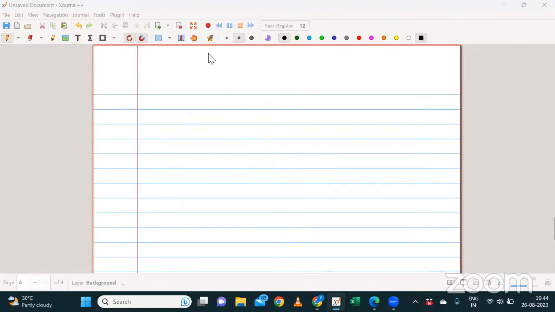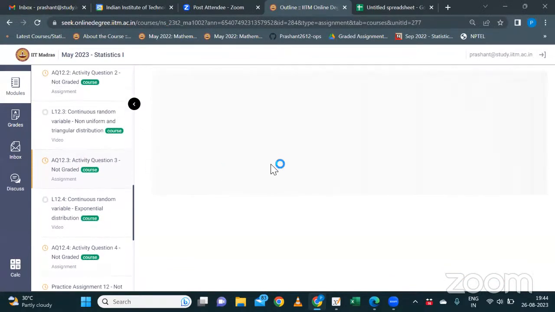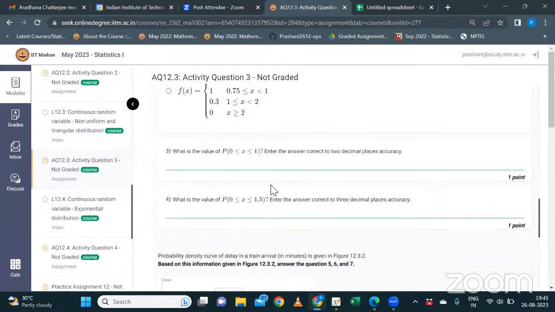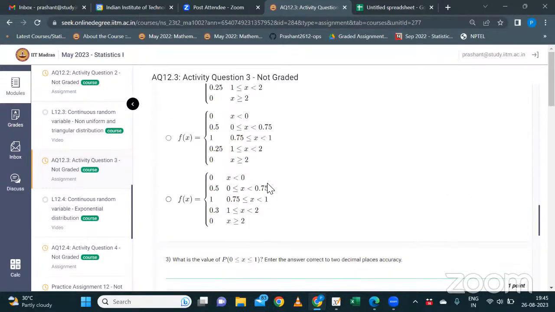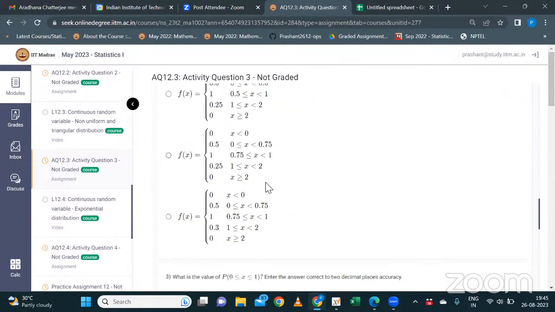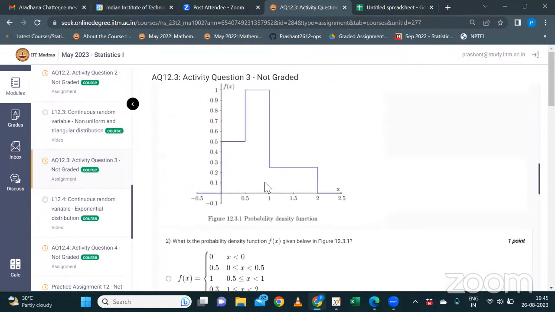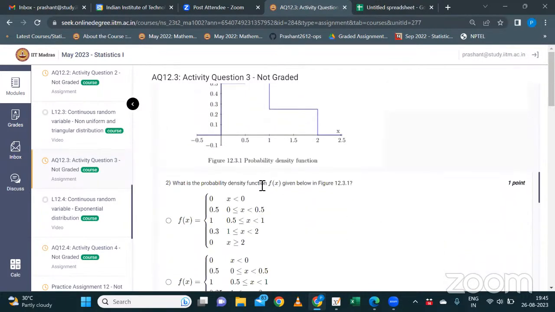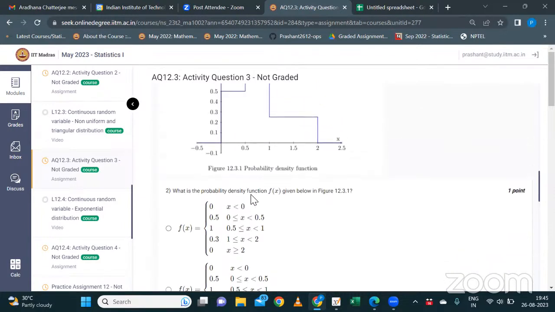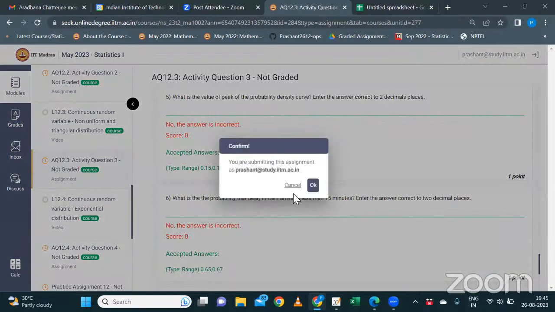Sir, 12.3, question number 4. Okay, what is your doubt? Question number 4. What is the doubt exactly? I was able to solve that question. Okay, did you do the second question? Yes, sir. What is the correct one? Okay, let me see from there.